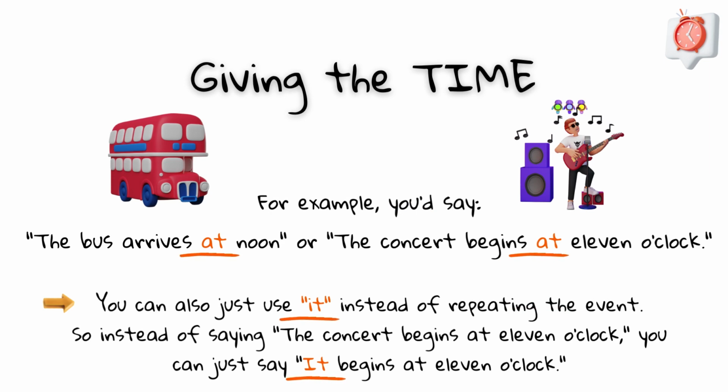For example, you'd say, the bus arrives at noon, or the concert begins at 11 o'clock. You can also just use it instead of repeating the event. So instead of saying, the concert begins at 11 o'clock, you can just say, it begins at 11 o'clock.